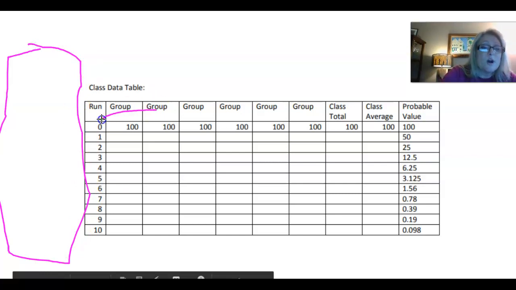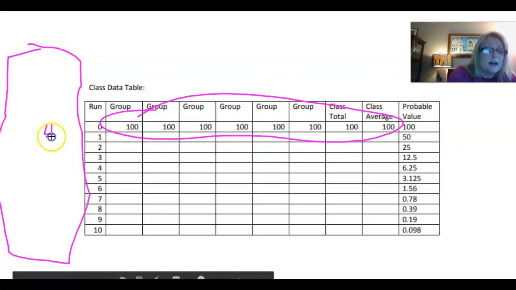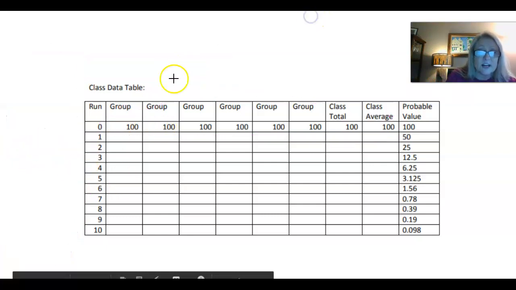So in the first run, we all had 100 because we should have counted out 100 M&Ms. In my first run, I had 49 that were M&M side up. And let's say then I put those 49 back into my cup and I shook them up again. Let's take a look at what our data could be after that.